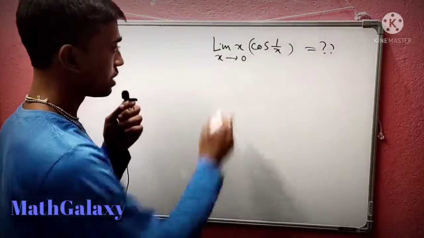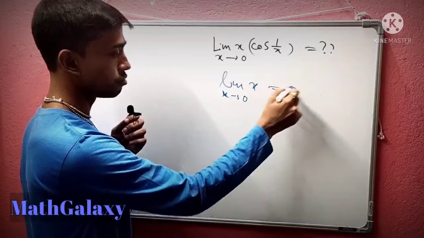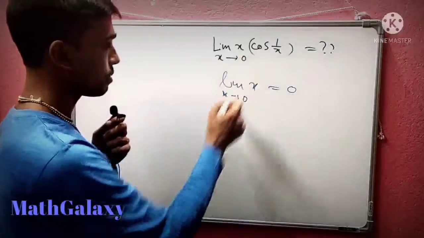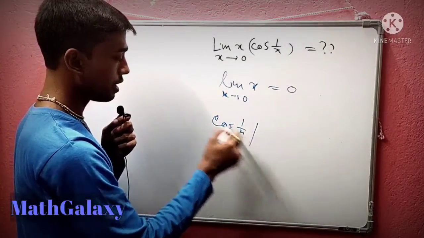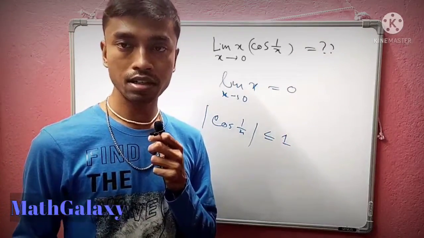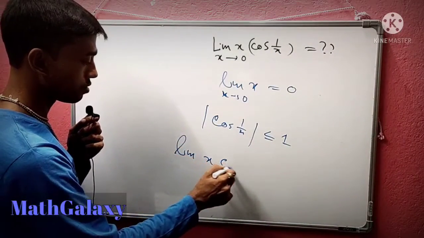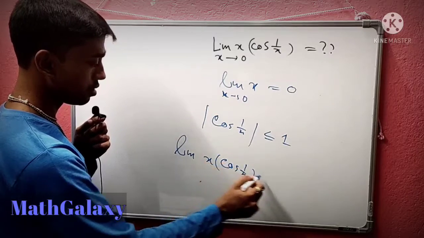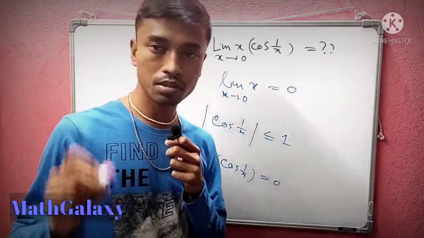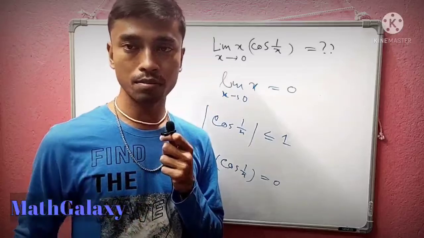Now you see that the limit of x as x tends to 0 is equal to 0. So that is the function which goes to 0, and that is called the null limit. Another function is cos of 1 by x, and its absolute value is less than or equal to 1 in any neighborhood of 0. So in any neighborhood of 0, this function is bounded. From that you can see that the limit of x cos 1 by x is equal to 0 as x tends to 0. So that is the simplest method to determine this kind of limit. It is seemingly hard, but not that hard.